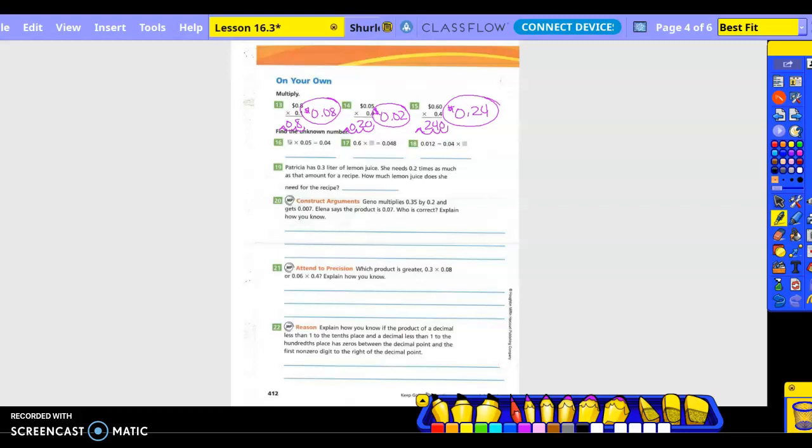All right, so number 16, find the unknown number. So something times 500 gives us 400. Okay, so what can we do? We have one or two place values here, but we only have two there, right? So that means our number that's going to go over on the other side has how many place values? One, right? Okay, so what do you guys think could go there?